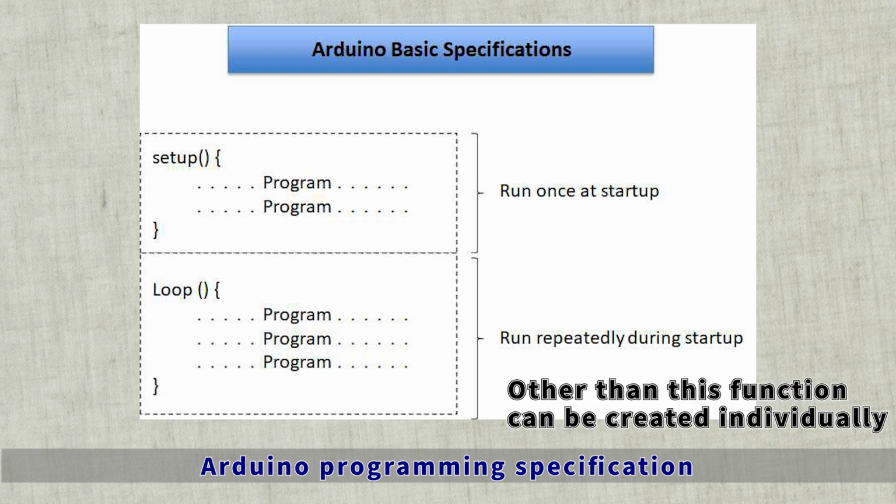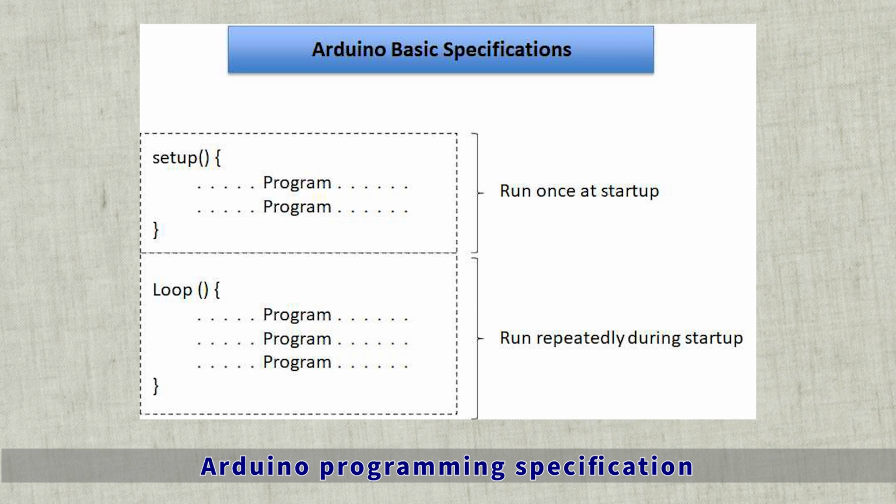In addition to these 2 functions, it is also possible to create individual functions. A group of processes can be created as a function with an arbitrary name. Individually created functions are executed using either the setup function or the loop function. First of all, I think that this understanding is enough, so let's take a look at the contents of the main program.